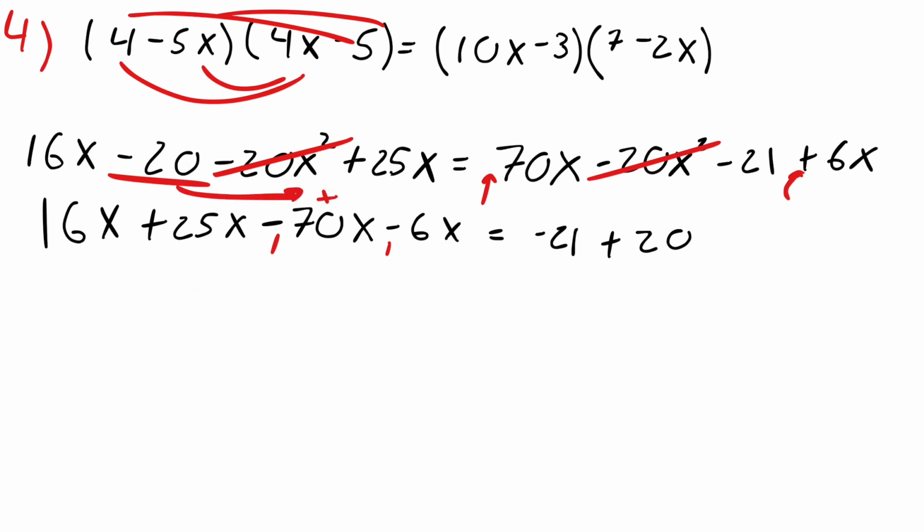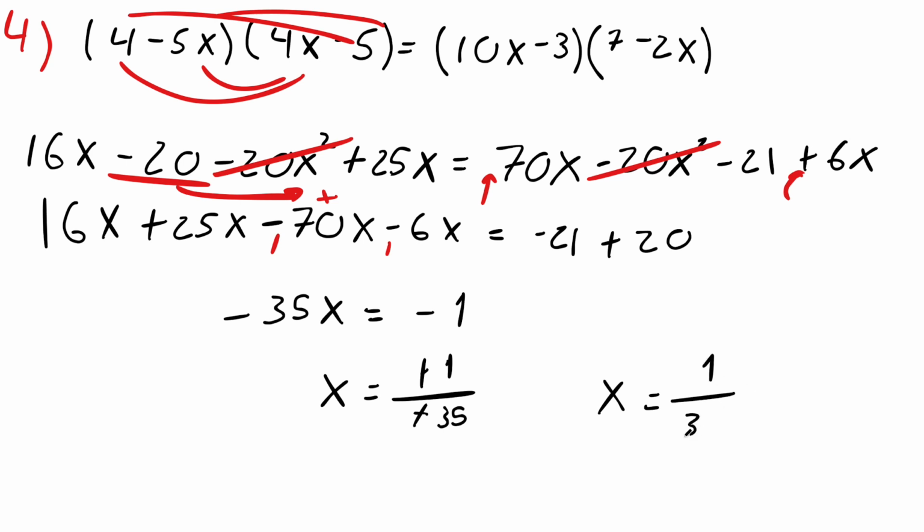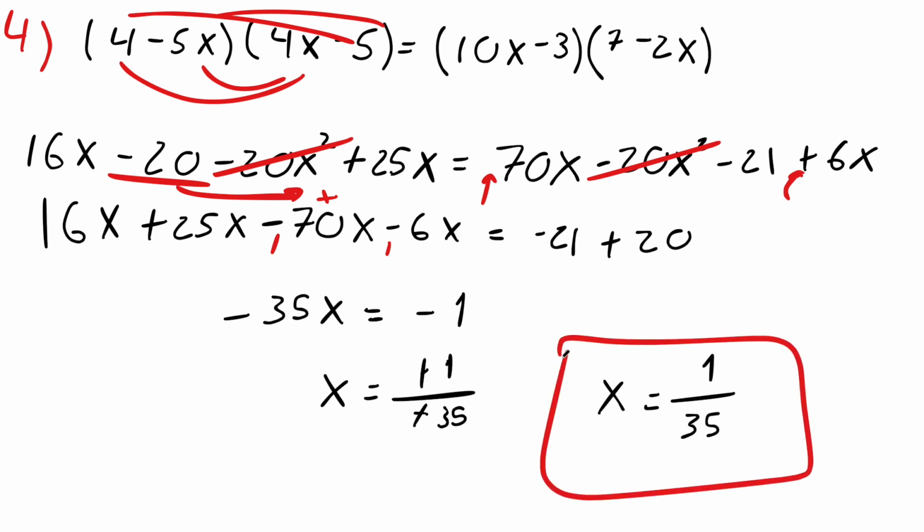So let's do the operations in the left side of the equality. It would give us negative 35x. What would happen if we did the operations on the right side? It would give us negative 1. x is equal to negative 1 over negative 35. We can cancel the signs, right? Negative with negative, and x would be equal to 1 over 35. There we go. We're almost at the half of the video, so let's continue.